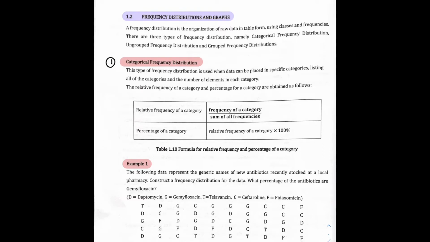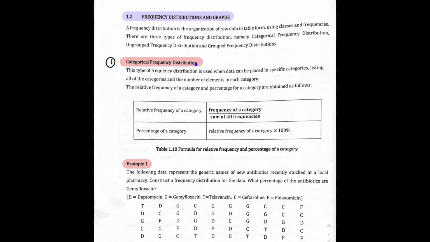Okay, for the second subtopic, which is 1.2, we will have the frequency distributions and graph. In this subtopic, you will learn how you can construct the table or the frequency distributions from the data that you have, and how you can present the data in graph form. The first type of frequency distribution we call the categorical frequency distribution or categorical table.